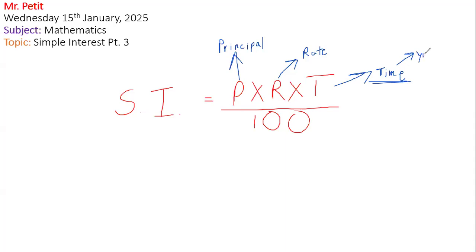Now, when we say per annum, what does per annum mean? Per year. Very good. Per annum means per year. So we just want to be clear on that.